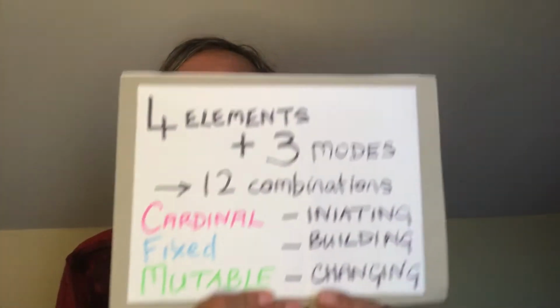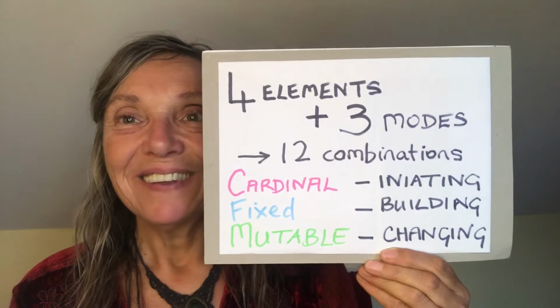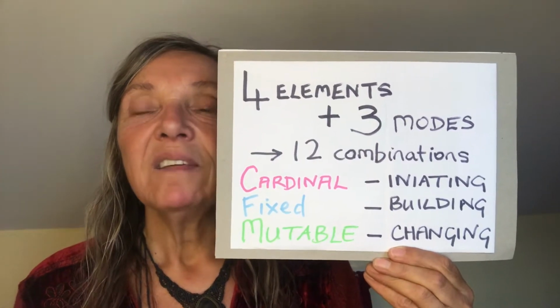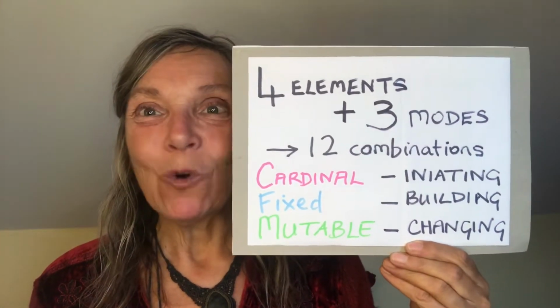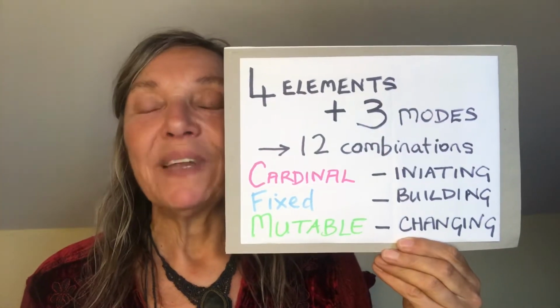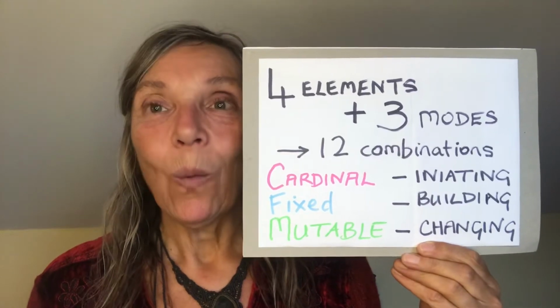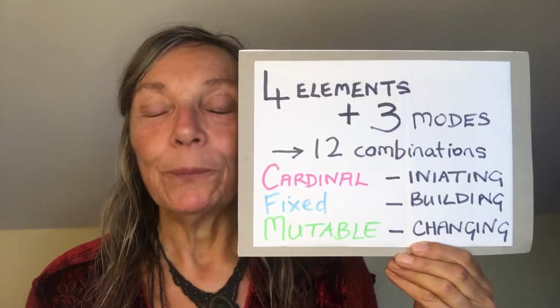So I have a little thing here, and I will put up a screenshot of this so that you can take a screenshot for yourself. So there are 3 modes and 4 elements. Each element has 3 signs of the zodiac in: 1 cardinal, 1 fixed, and 1 mutable.